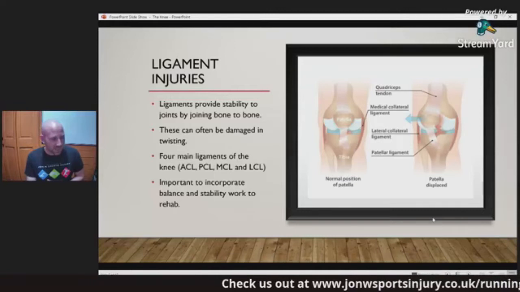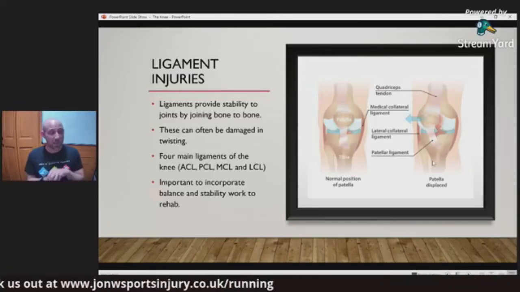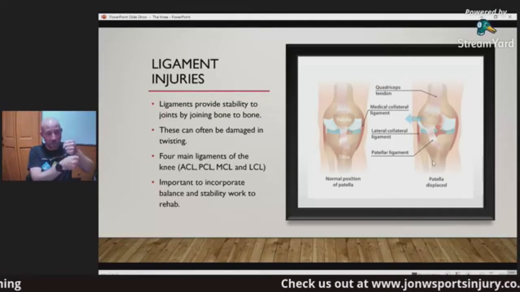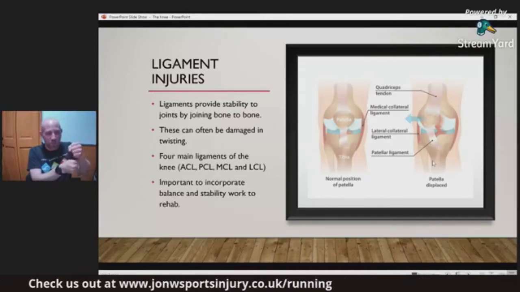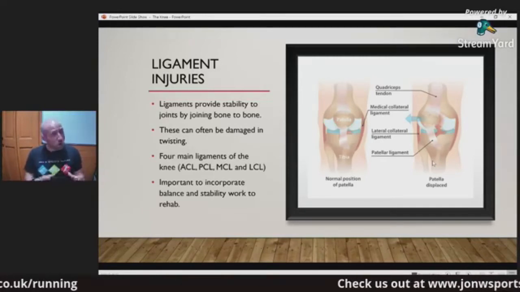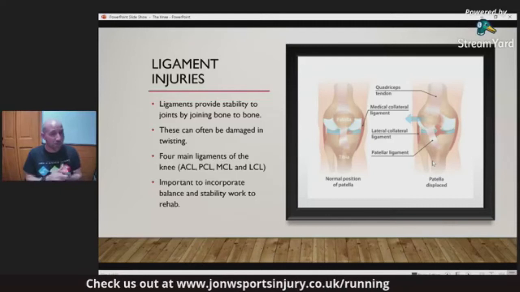So these ligaments here cross the back of the knee, if you can see those there, and they give the knee stability. They prevent the top leg bone from moving forwards and backwards, or what we call draw on the lower leg, and they get involved in rotation as well. These can become damaged, not so typical in running in truth, but very common in sports like football, which involves a lot of twisting.